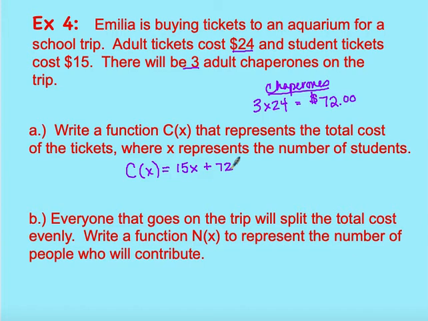Now it asks us to create a different function. It says everyone that goes on the trip will split the cost evenly. Write a function n of x to represent the number of people who will contribute. Well, n of x, the number of people that are going on the trip, is the number of students, which we do not know yet. That's x, that's our variable, that could change. Plus we know there will be 3 adults. So now we know a function that represents the cost, and now we have a function that represents the total number of people going. Okay, so it's 2 separate functions.